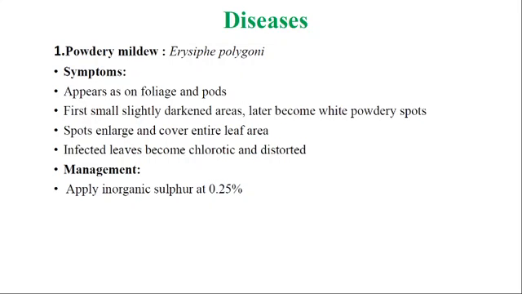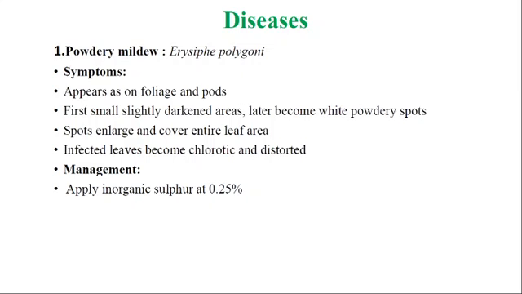First, powdery mildew disease caused by the fungus Erysiphe polygoni, and the symptoms appear on foliage and pods. First, a small slightly darkened area forms, later it becomes a white powdery spot, and the spot enlarges and covers the entire leaf, and the infected leaf becomes chlorotic and distorted. Because of such diseases on the leaves, it will affect the quality and quantity of the vegetable. And the management: apply inorganic sulfur at 0.25%. We can control powdery mildew disease of the pea.